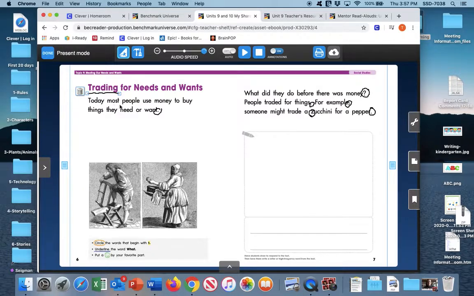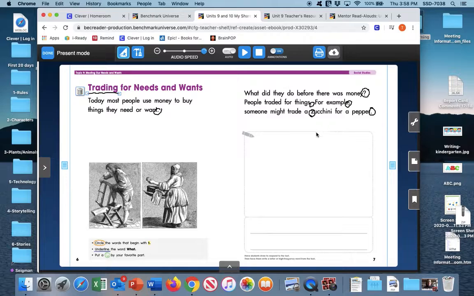Today, most people use money to buy things they need or want. What did they do before there was money? People traded for things. For example, someone might trade a zucchini for a pepper.